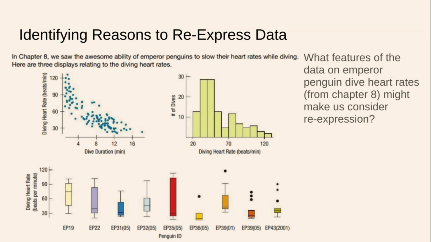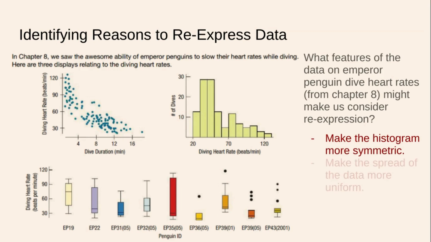All right, I'll assume we're ready to continue. I'm going to look at this histogram first, and I see that it is very right skewed. So we're going to make the histogram more symmetric. How we'll do it, that's a different story, and we'll talk about that in just a moment. Maybe a log will work, maybe something else will work. I don't know. But we want to make the histogram more symmetric. Make the spread of the data more uniform.